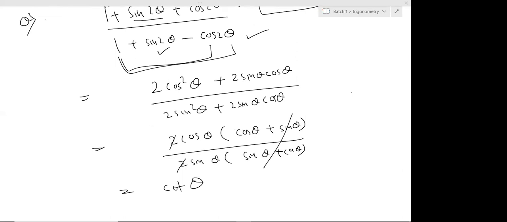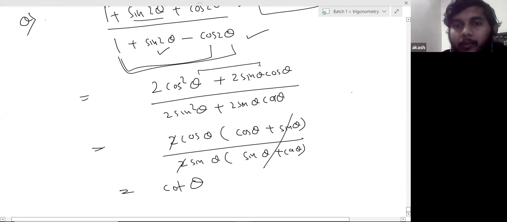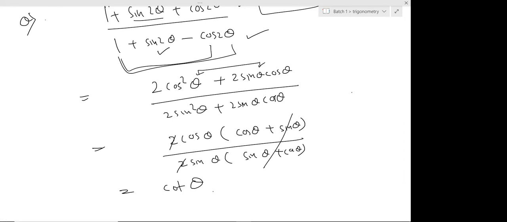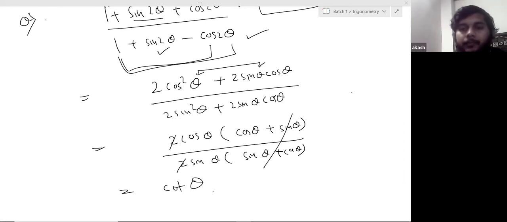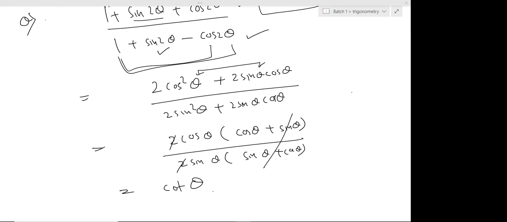Sir, where will the 2 cos square go? No, you can take only one cos theta common from here, right? Yes, sir. Alright, is this clear? Yes, sir.